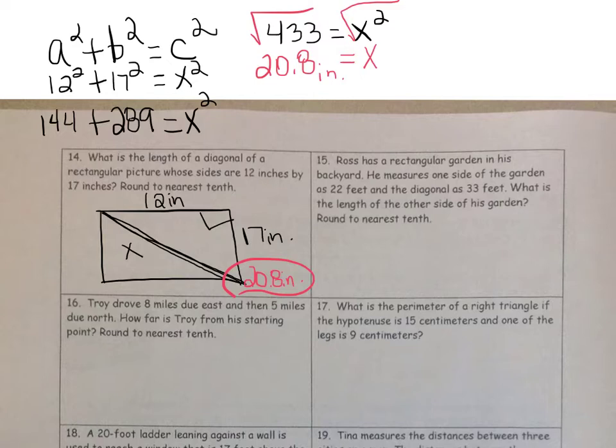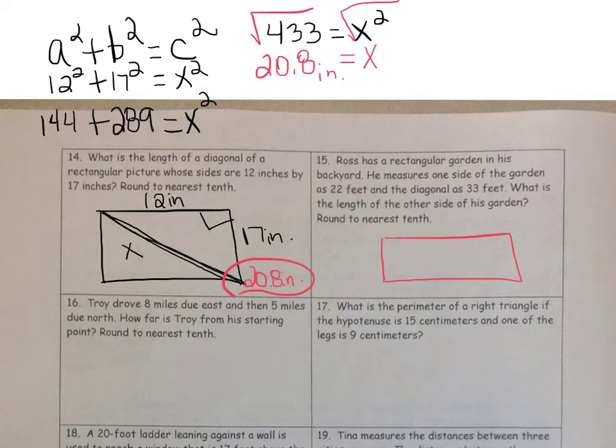Number 15. Ross has a rectangular garden in his backyard. He measures one side of the garden is 22 feet. The diagonal is 33 feet. What is the length of the other side? So again, we're going to draw a picture. Always draw a picture.